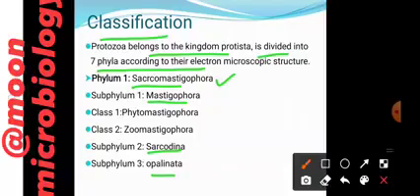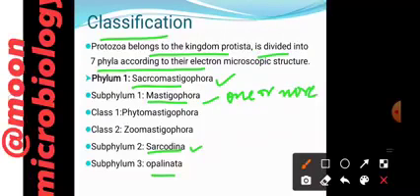First is Mastigophora. The name is derived from a Greek word, and they have whip-like flagella, one or more flagella. Sarcodina move through pseudopodia. Mastigophora have flagella, and Sarcodina have pseudopodia.